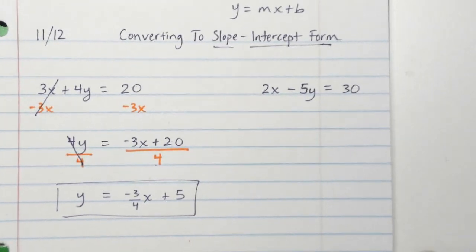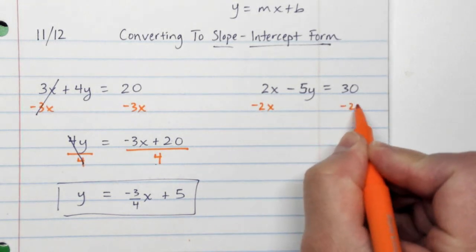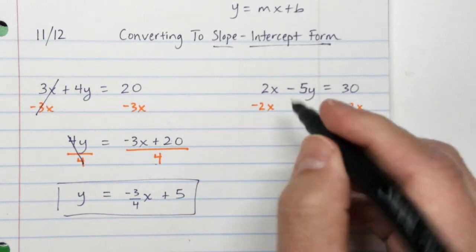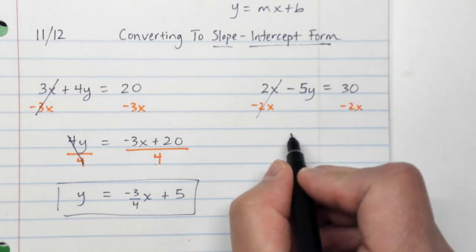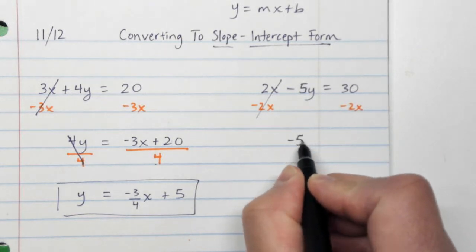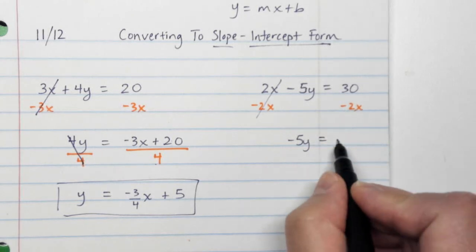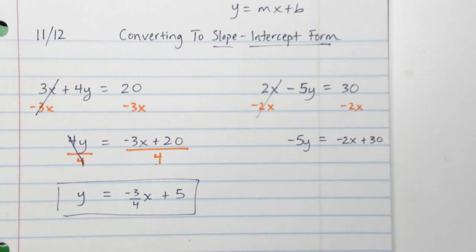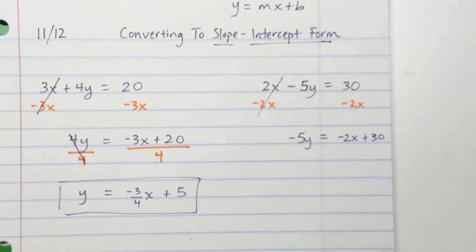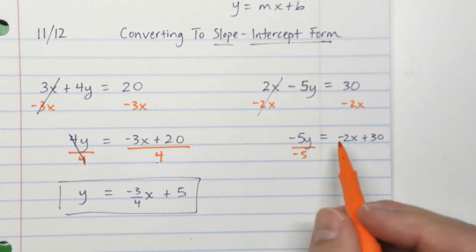Okay. And step 1, subtract 2x. Subtract 2x. Let's cancel. This time, though, we have a negative 5y left over. Again, these are not like terms, so you can't actually combine them. And then divide by negative 5.